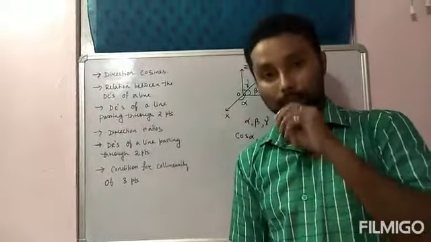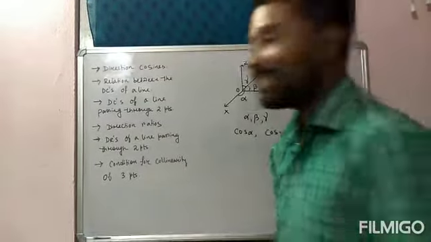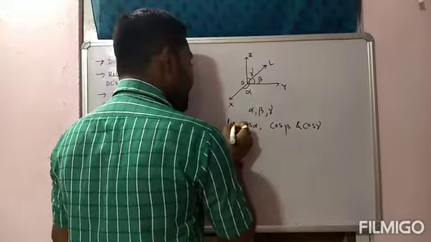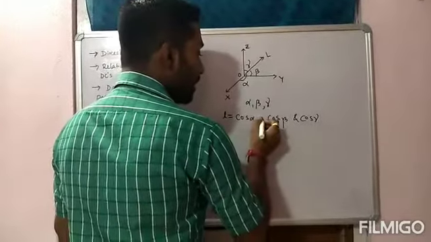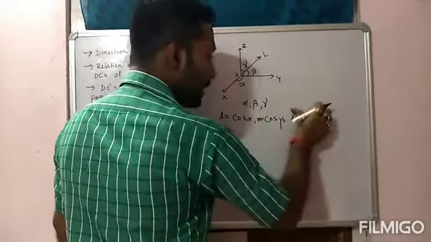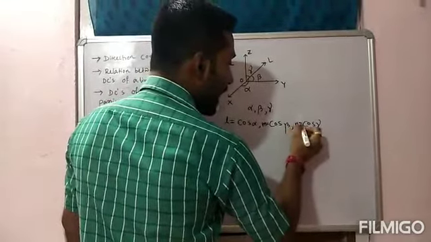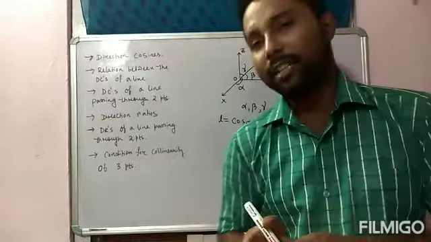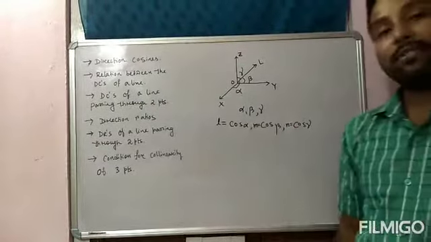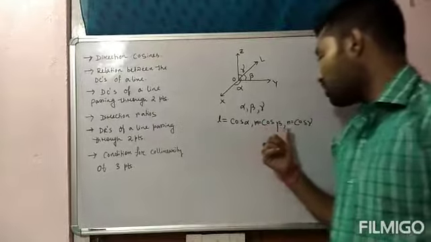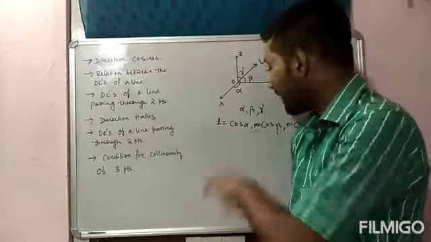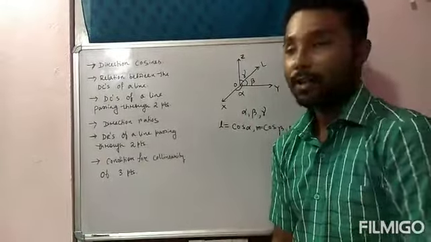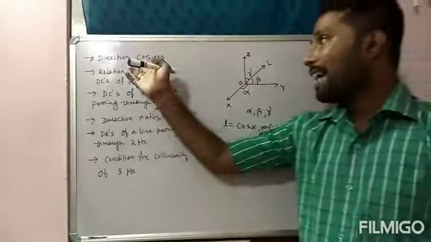Okay, and generally direction cosines are denoted by L, M, N. So we can say L is equal to cos alpha, M is equal to cos beta, and N is equal to cos gamma. Direction cosines are denoted by L, M, N. All these things I have explained in vector algebra. Okay, one more time I am repeating all these things. So this is all about your direction cosines.